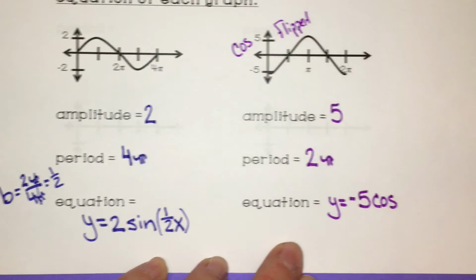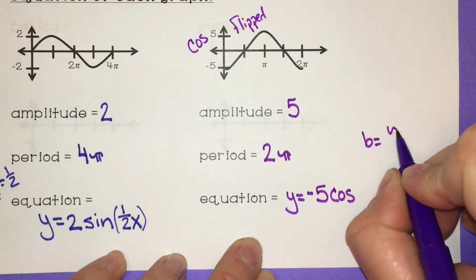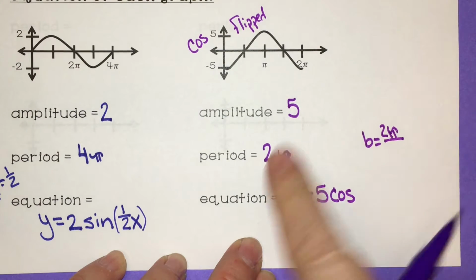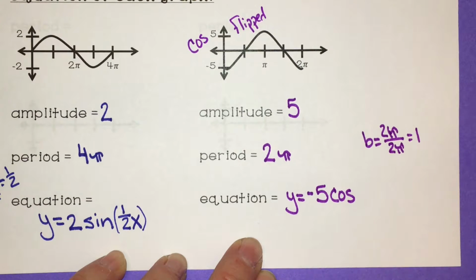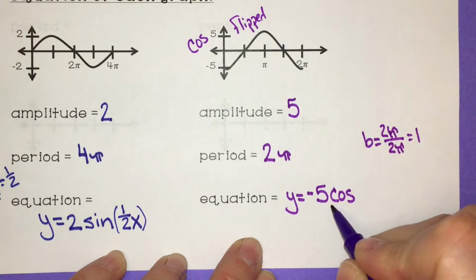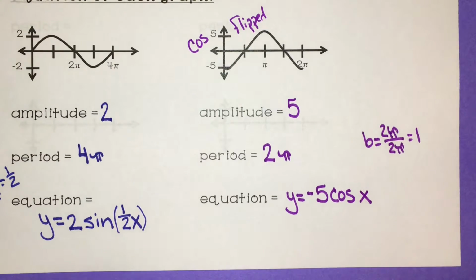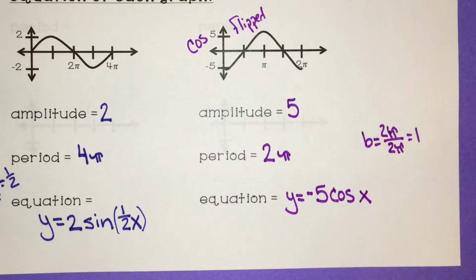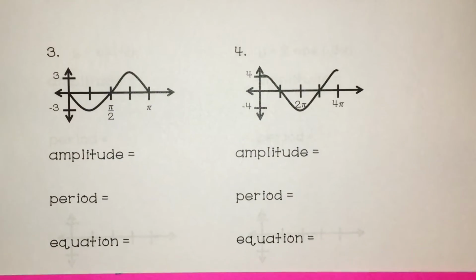All right, I have to figure out what b is. B is equal to 2 pi over my period, which is 2 pi. So b is just 1. So y equals -5 cosine of 1x, which is just x. All right, I'm going to have you try 2 just like that. And then I will go through the answers with you.